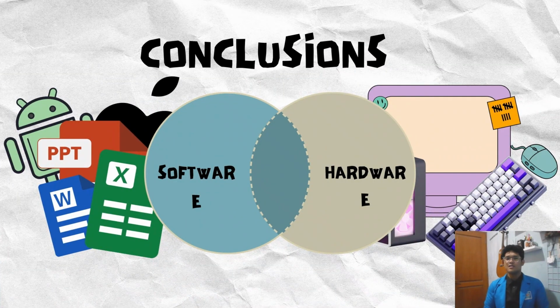So the conclusion is that software and hardware are both important. Software cannot run without the hardware, and hardware doesn't have any benefit if we don't have any software.